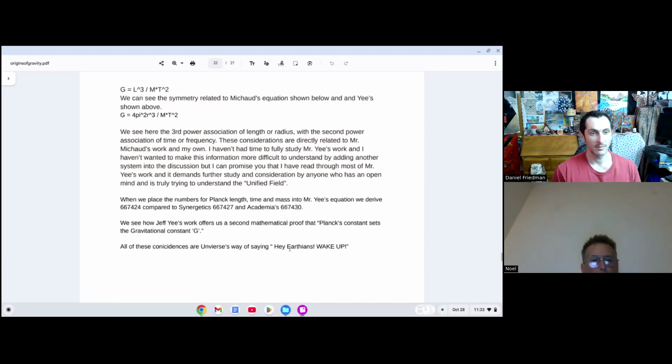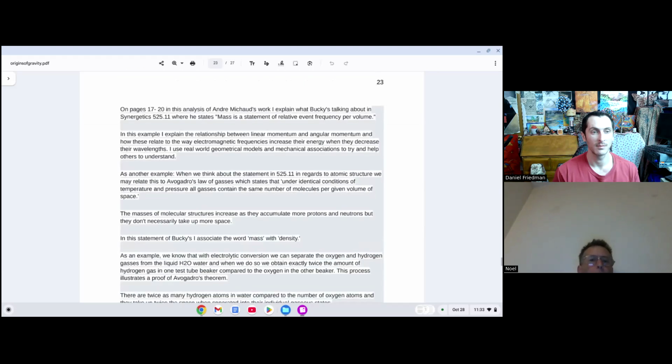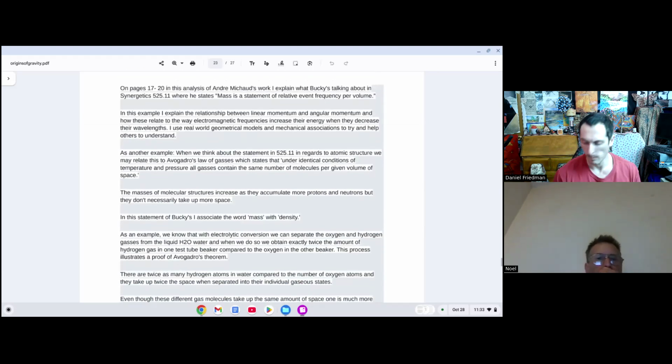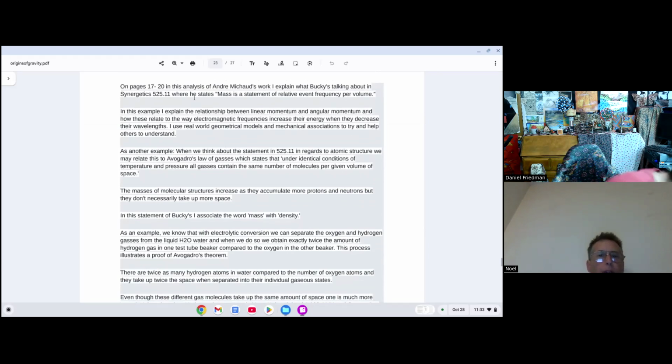So here, let me go to where I was going to go, though. I just showed you then in Andre's paper that square box from synergetics, and how more angular momentum creates more mass. So here's another one. That was on pages 17 to 20 of my analysis of Andre McCaw's work.